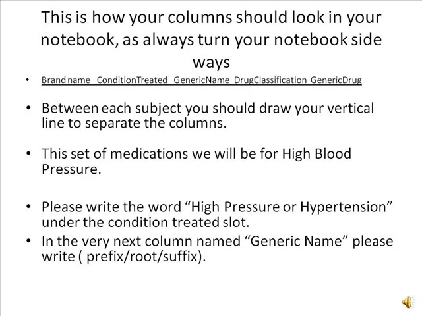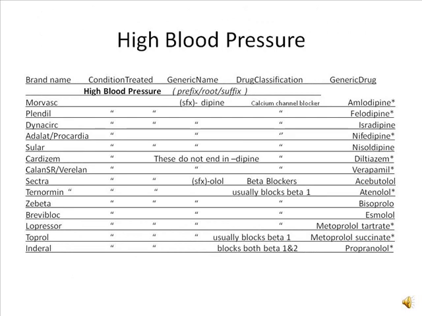This set of medications will be for high blood pressure. Please write the words high blood pressure or hypertension under the condition treated slot. In the very next column, generic name, please write prefix, root, suffix. This is how your high blood pressure chart should look in your notebook. Please take a few minutes to jot down all this information, or you can even pause this video so you can get all the information.